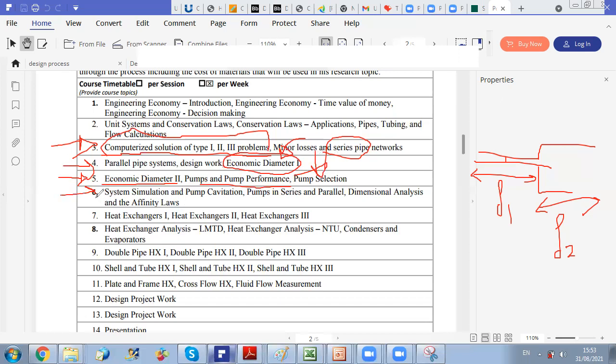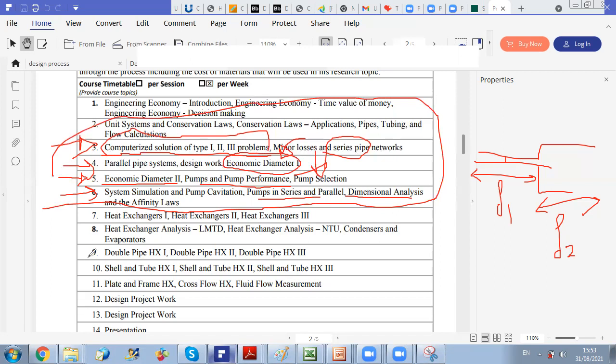After, we will go over simulation of a system of pump with ducting system, and we will study pump cavitation, pumps in series and parallel. So sometimes we can use several pumps. One pump might not be enough. And we will go over dimensional analysis and the affinity laws. So in this part, mainly, we will be working with pipes and tubing and pumps.